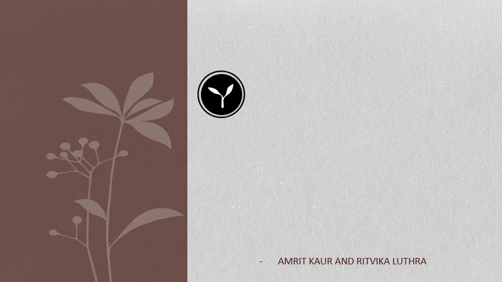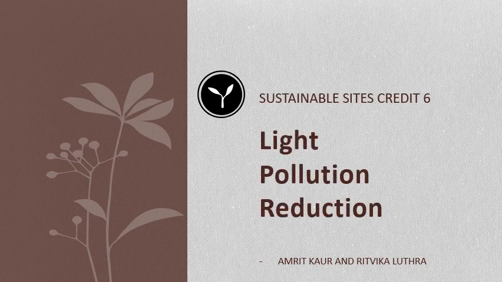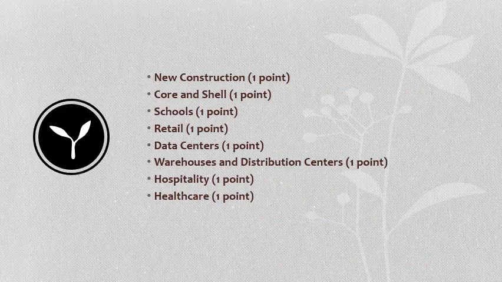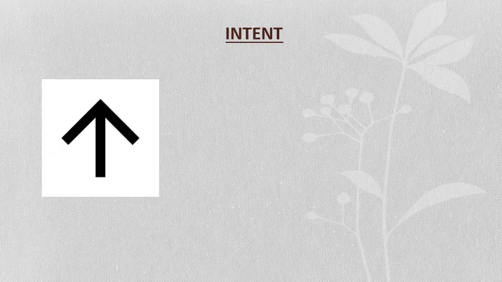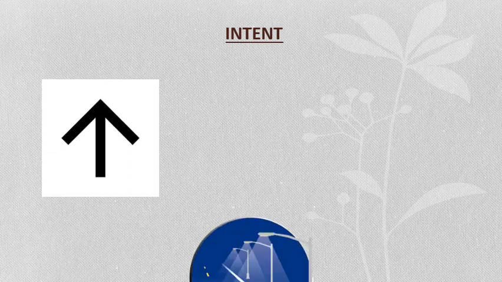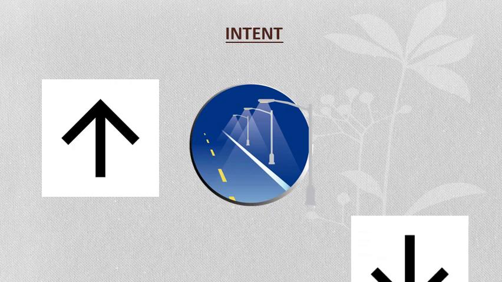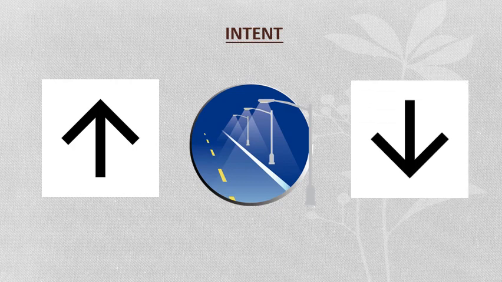Hello, today I am Rutkar and Ritvika Luthra are going to present on Sustainable Sites Credit 6, which is the light pollution reduction. This credit applies to these following areas, which gives them 1 point each. First, let's look at the intent of this credit, which is to increase night sky access, improve nighttime visibility, and reduce the consequences of development for wildlife people.